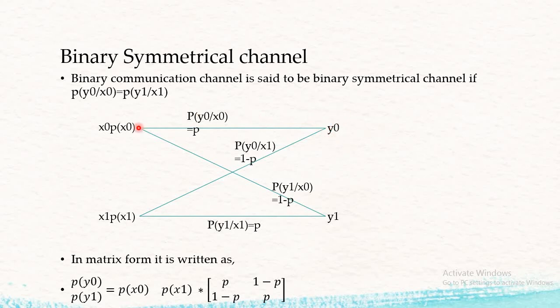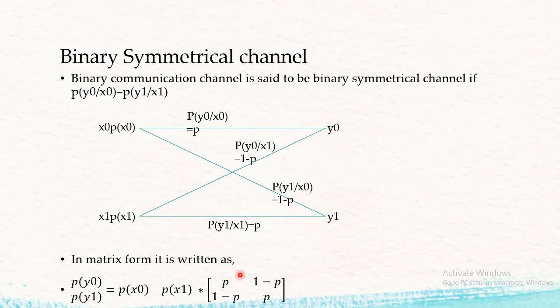So if the probability of one channel is p, then the probability of the second channel is 1 minus p. Therefore the probability of y0 by x1 is equal to 1 minus p. The same is applicable for the second condition. So here we are replacing the values of y0 by x0 by p, and y0 by x1 is replaced by 1 minus p. Similarly, the probability of y1 by x0 is replaced by 1 minus p, and y1 by x1 is replaced by p, and this is the channel matrix for the symmetrical channel.